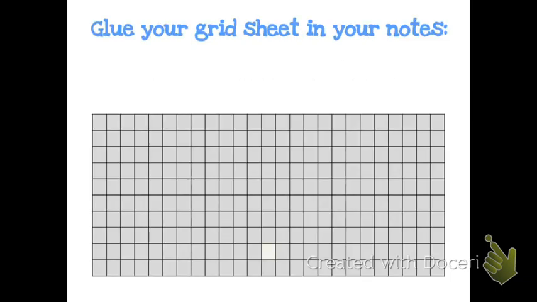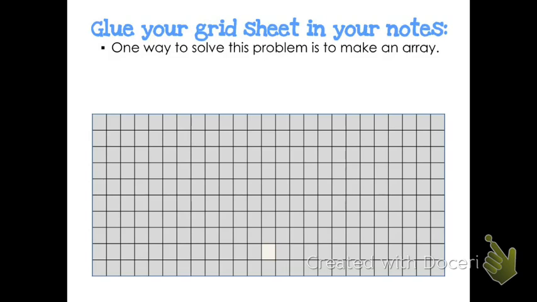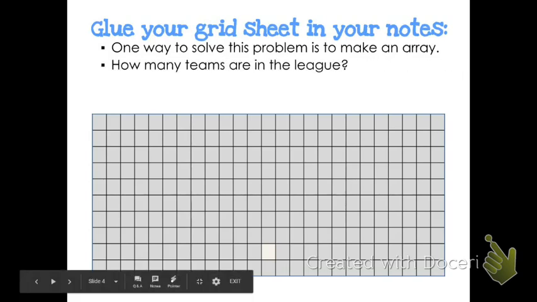Well, what we're going to use is the grid paper that I had you glue in your notes. Using this grid paper, we're going to be coloring in a couple different colors. If you don't have any colors with you, just shade with your pencil. One way to solve this problem is to make an array. How many teams are in the league?